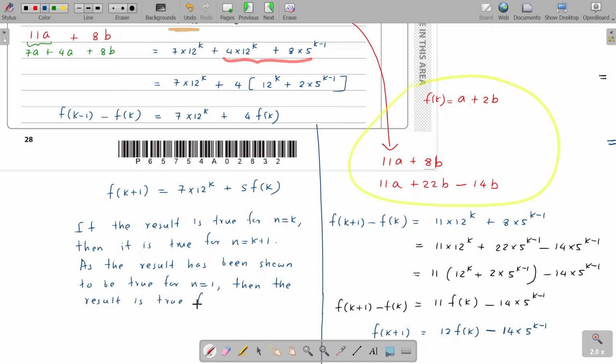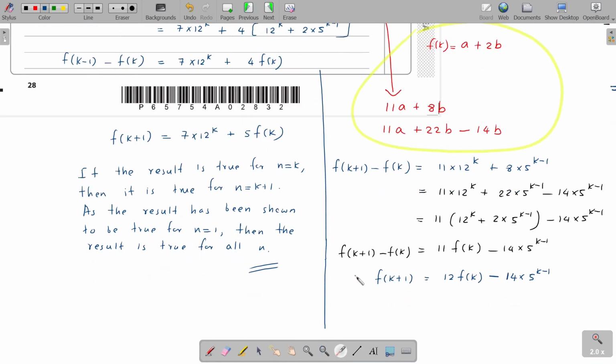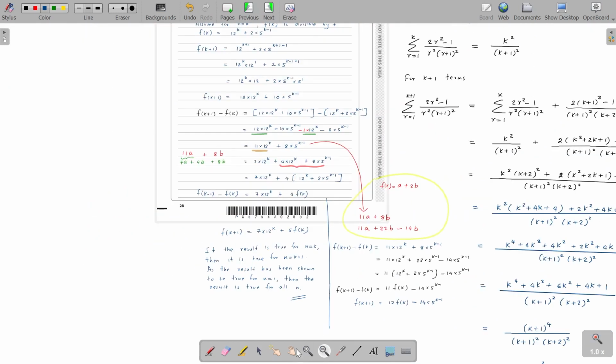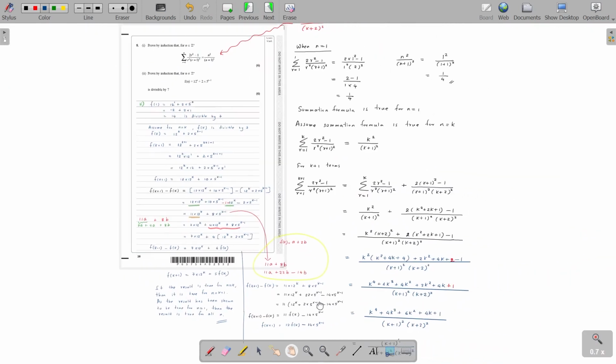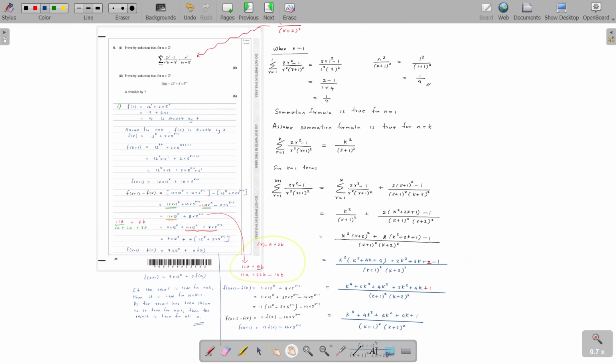Make sure you give the conclusion after you come to the f(k+1) part. Okay, either here or here. Make sure the conclusion is there. Go with one of these two techniques. Okay. So I hope this paper has been clear to all of you. Okay, so this is the end of this Further Pure paper.